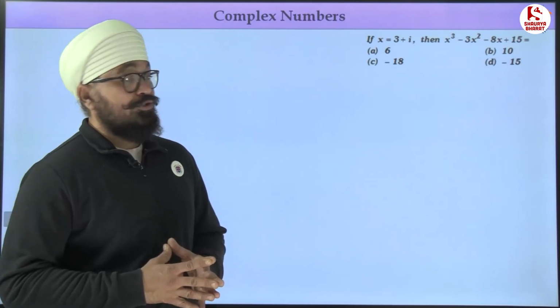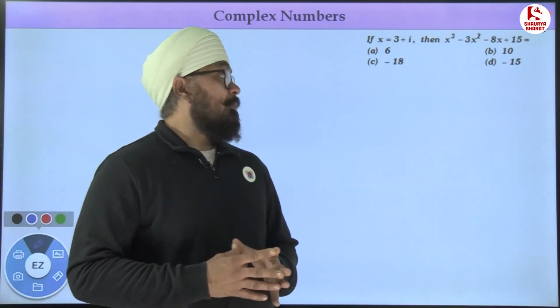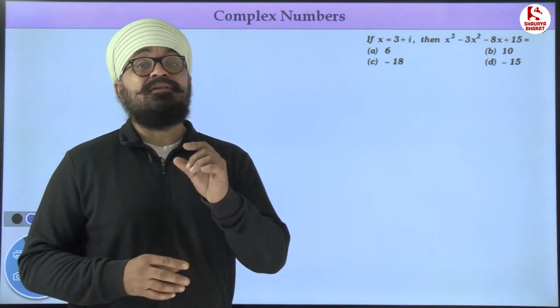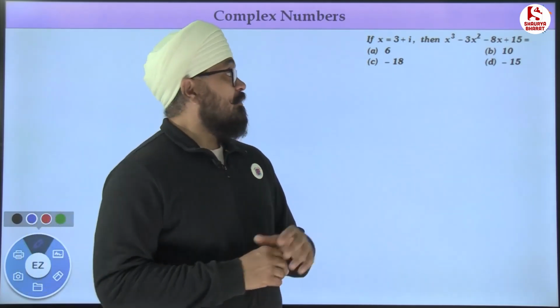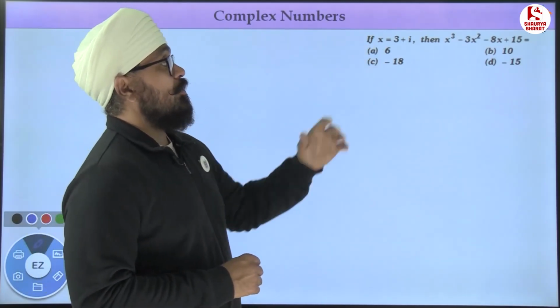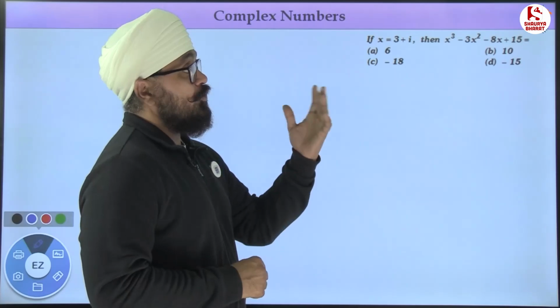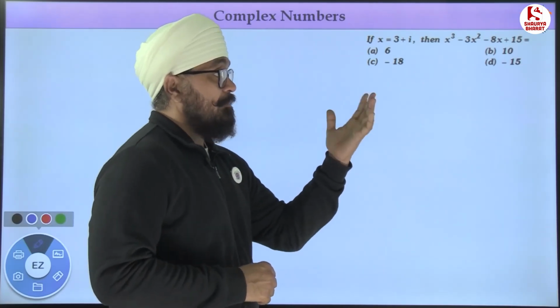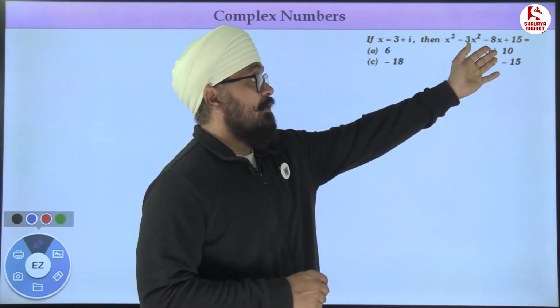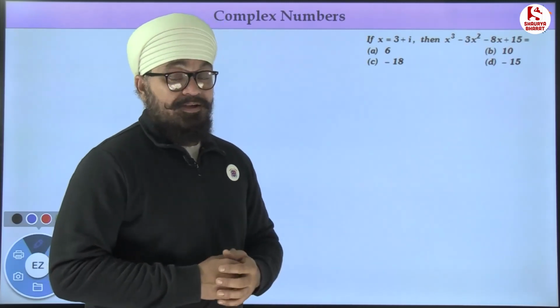Now we have a very important question, but the importance is actually for polynomials. Here they have given a value of x equal to 3 + i, and they want you to find x³ − 3x² − 8x + 15. What answer are we getting?